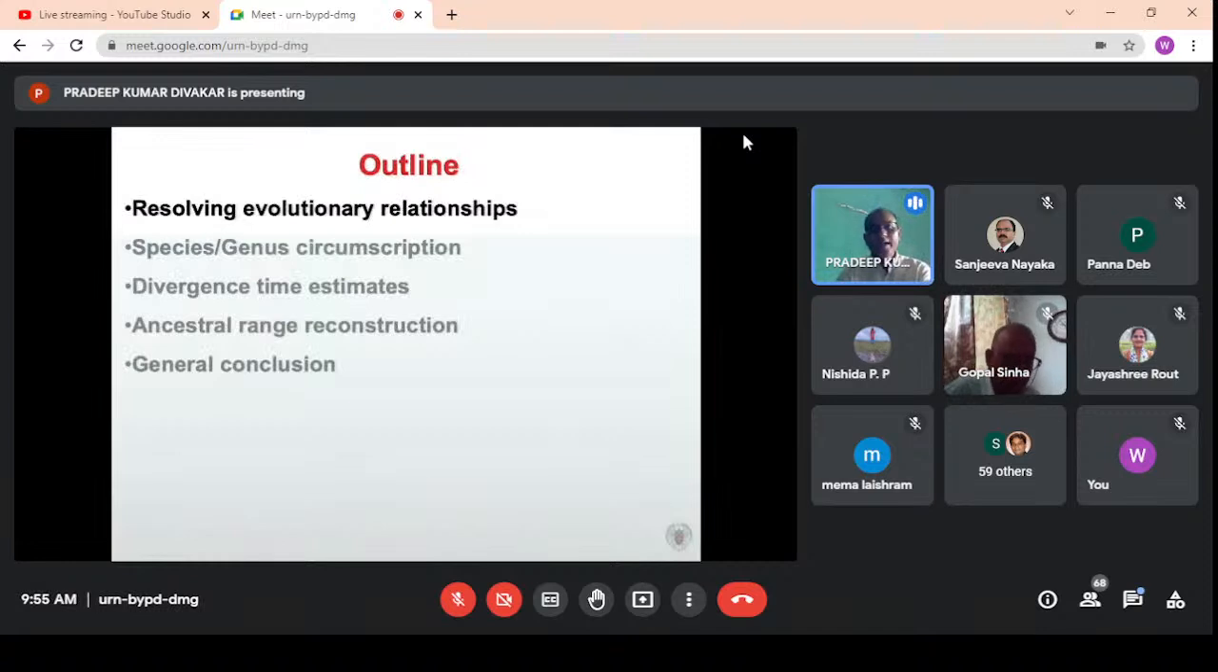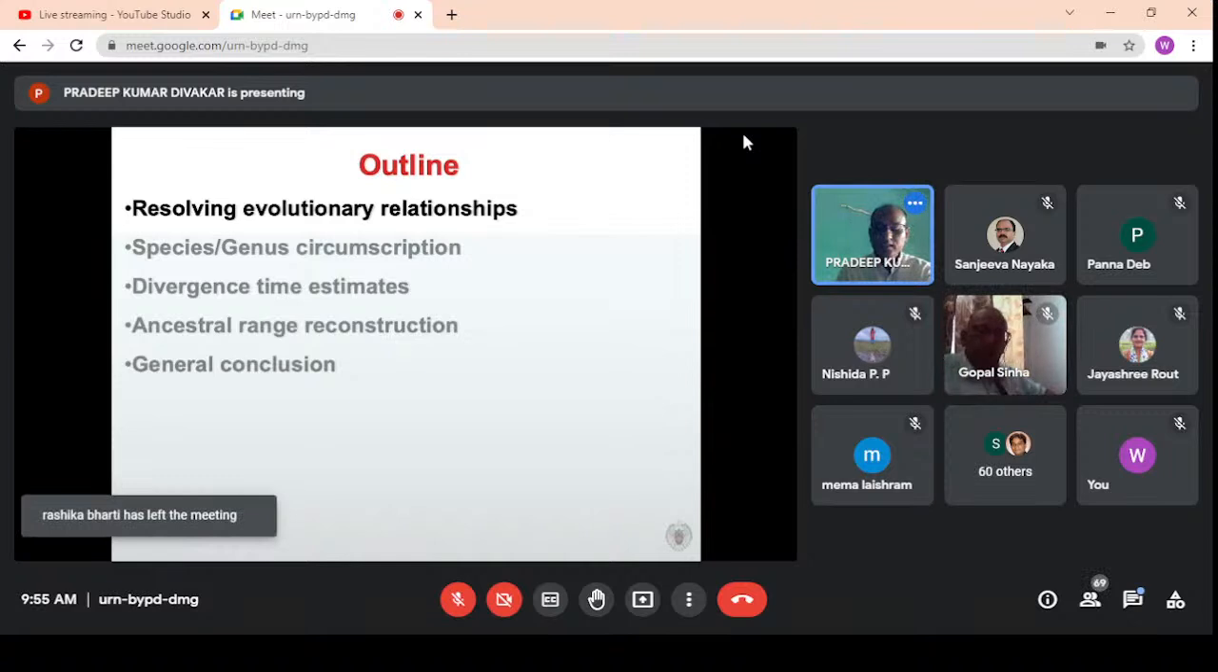In my outline, I will show you some applications of phylogeny. First, resolving evolutionary relationships: how molecular phylogeny has helped in Parmeliaceae to answer long-lasting questions. Then I will go to species and genus circumscription. Then I will show some examples of divergence time estimates and ancestral range reconstruction, and how molecular phylogeny has been helpful for those, and I will end with a general conclusion.